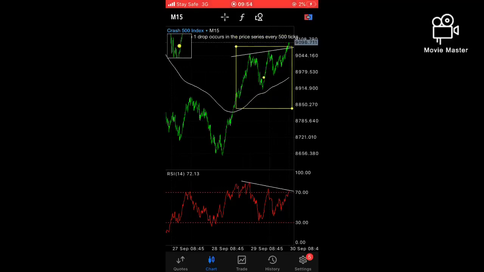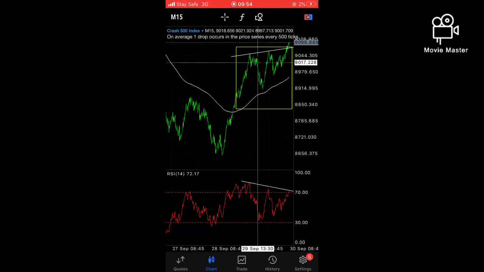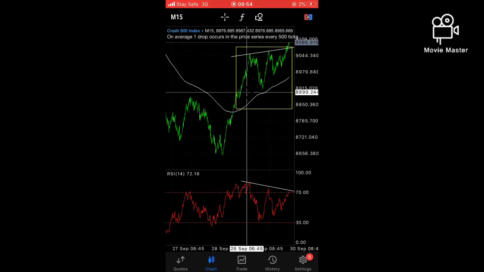You see, I've highlighted this zone. How do I get my entry? I'm looking to short this trade. You see this candlestick that just came down? I'm looking to short that. What I mean by shorting is selling.